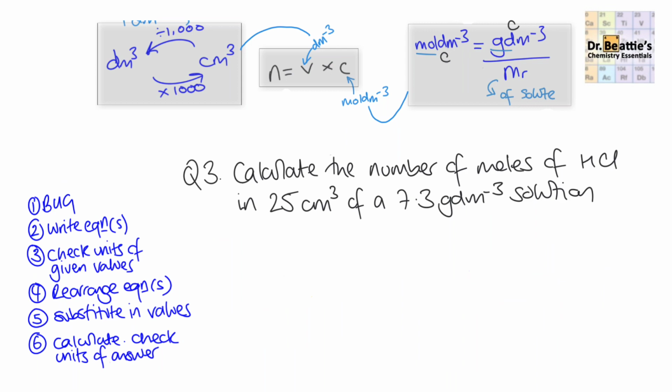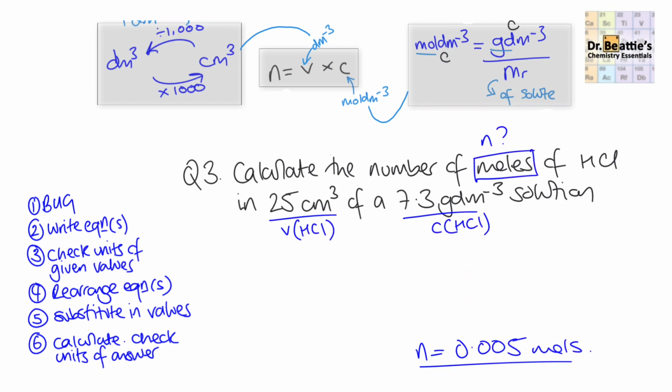Okay, the final question to finish on. What I want you to do is pause here, use the same approach to calculate the number of moles of hydrochloric acid in a 25 centimeter cube volume of a 7.3 grams per decimeter cube solution. Okay, if the number of moles answer you got was 0.005 moles, then you've got the correct answer.